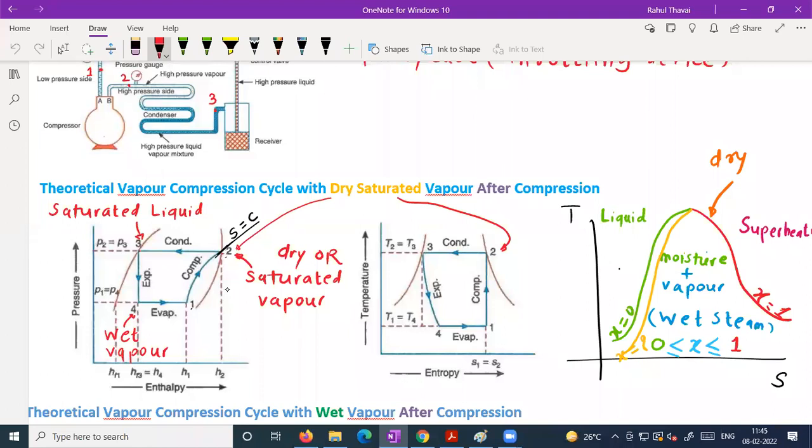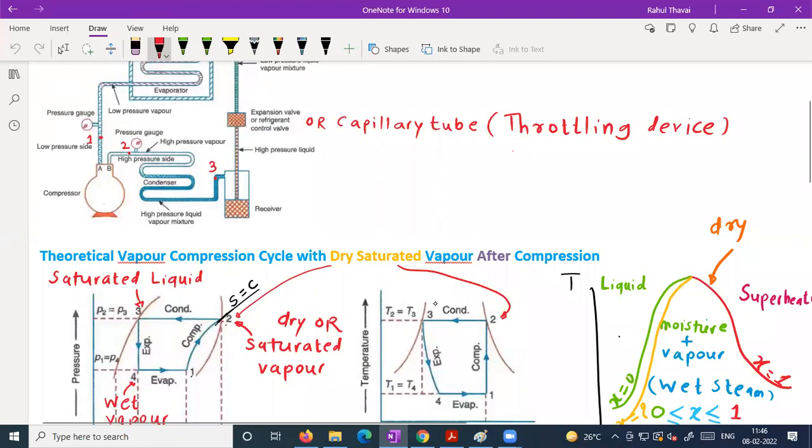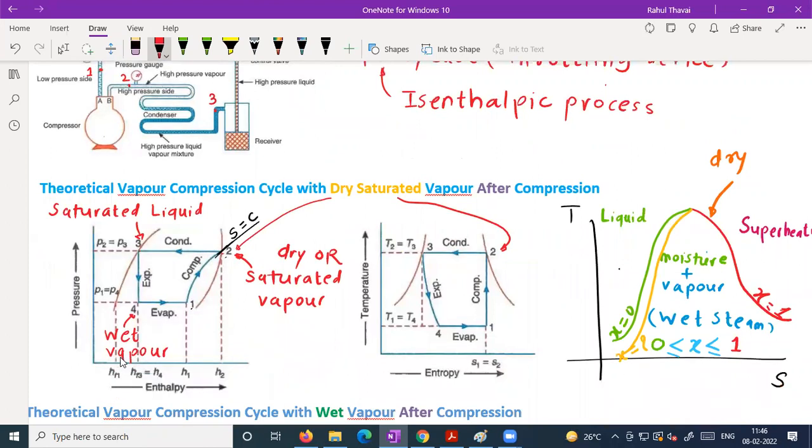That is what is called a throttling device. The throttling process is also known as isenthalpic. I'll write down this term, isenthalpic. So in the capillary tube, an isenthalpic process occurs. That means from inlet to exit of the capillary tube, enthalpy remains constant. The same thing you observed on the PH diagram: from point 3 to 4, enthalpy is constant. It's a vertical line on a PH scale.